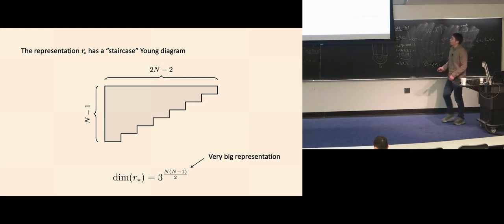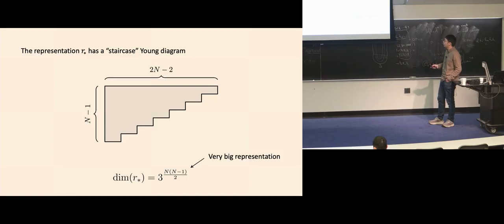Now, you can also represent this representation R star with its corresponding Young diagram. And the Young diagram has an interesting shape. It looks like a staircase. So along the first line, there are 2n minus 2 boxes. And then the number of boxes decreases by 2 for each row. And in total, there are n minus 1 rows.